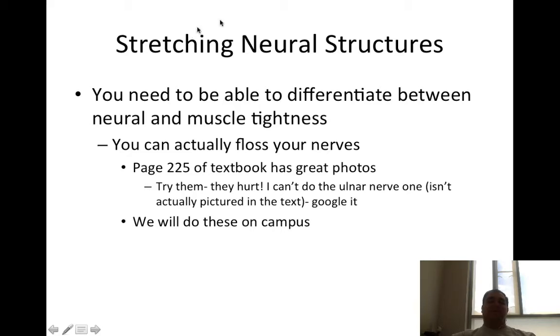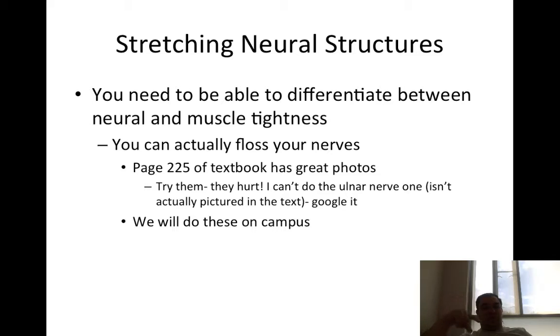Yeah, the neural structures. You need to be able to differentiate between neural and muscle tightness, and we'll do this more in lab, right? You can actually floss a nerve. Just like you'd floss your teeth, you can stretch your sciatic nerve. So page 225 of the textbook has great photos. Try them, they hurt. I can't do the ulnar nerve one. All right, Google it. So this is the ulnar nerve one, it hurts.